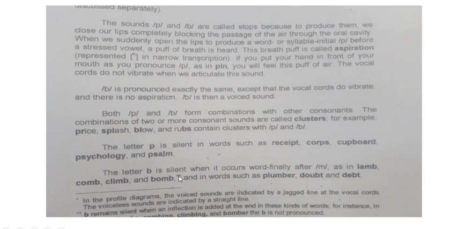The letter b is also silent when it occurs word finally after m, as in lamb. You don't have to try to pronounce that b here because it is silent. You only pronounce the m. Lamb, comb, climb, bum. So you don't have to force your mouth to produce the b at the end. You don't have to say bumb. No, it's not bumb, it's bum. Only bum.